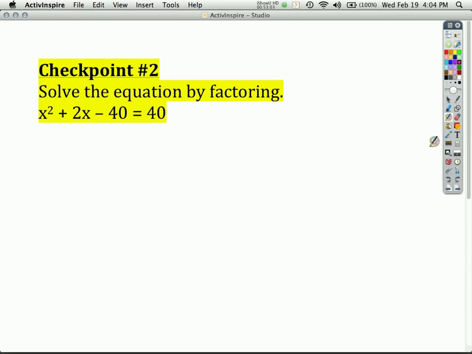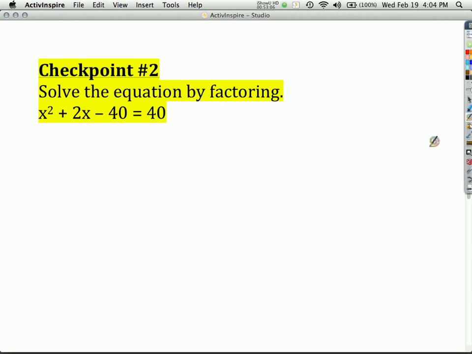Kalasia, Alexandra, and Sebastian C. What'd you get, Kalasia? Okay. The correct answers are -10 and 8. Doesn't matter the order. 8 and -10 and -10 and 8 are the same thing.